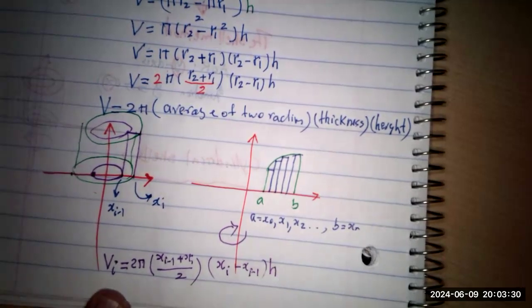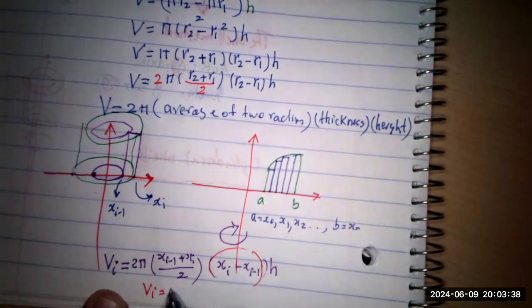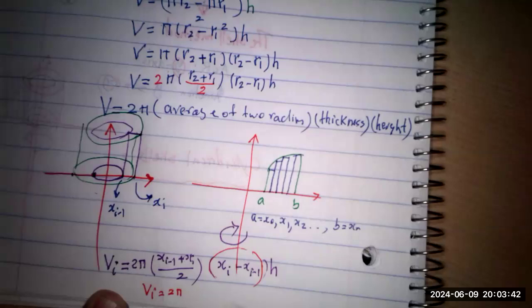Okay, now you know that this is the one that we usually call delta x. So the volume V_i is going to be equal to 2 pi times this average that we have. So the average is this average.